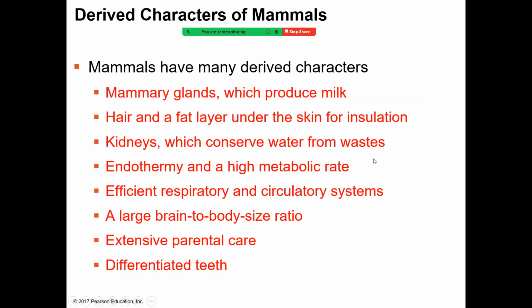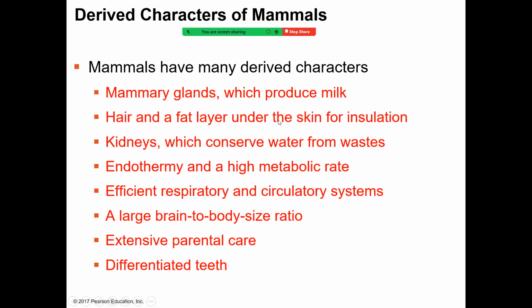So here are the derived characters for mammals. Mammary glands that produce the milk. Typically, these mammary glands are feeding the young of the species. We, again, are a weird species because we drink the milk of other mammals. So think of cows or goats or sheep, right? Those animals are producing milk to feed their young. We are strange in that we often either drink that milk directly or use that milk to make other products.